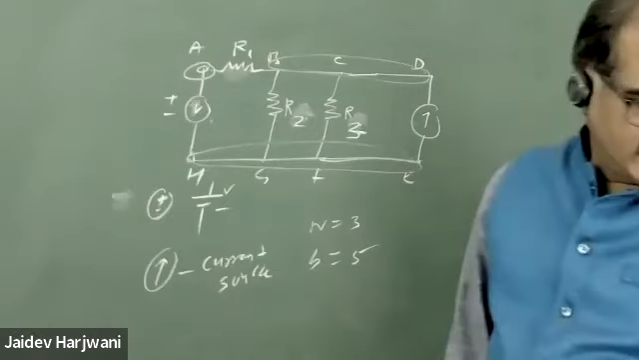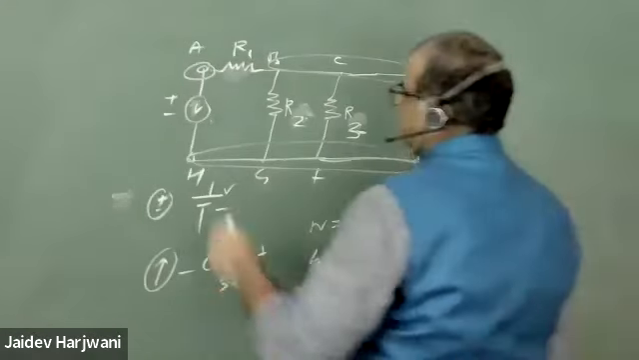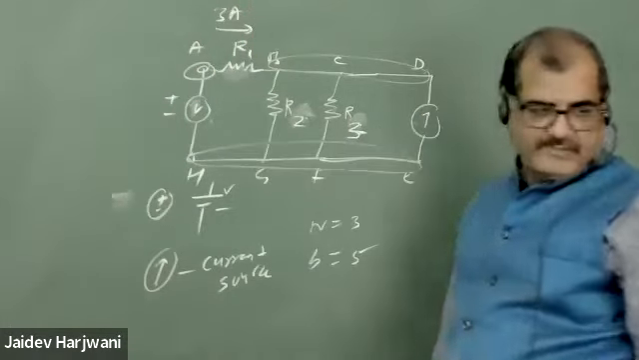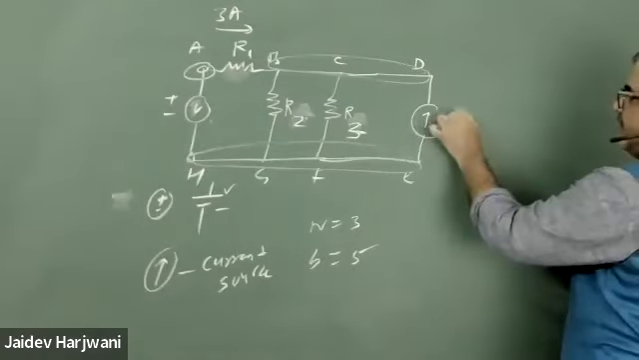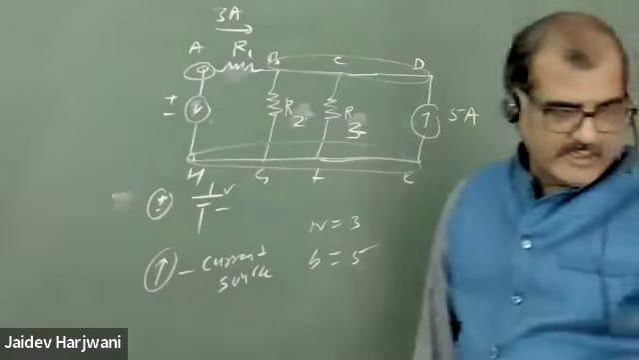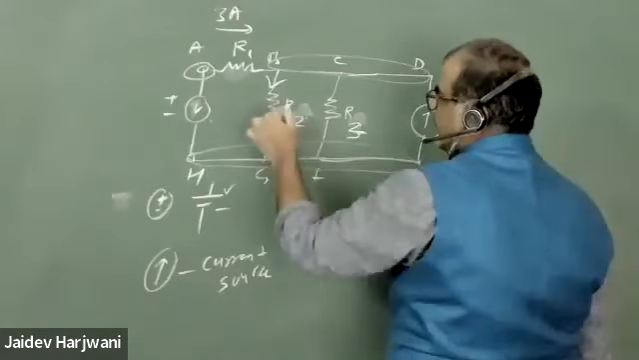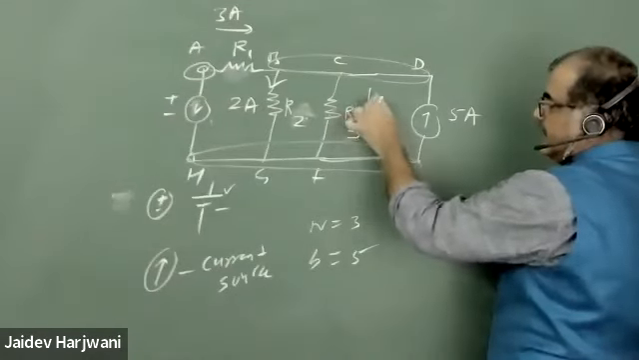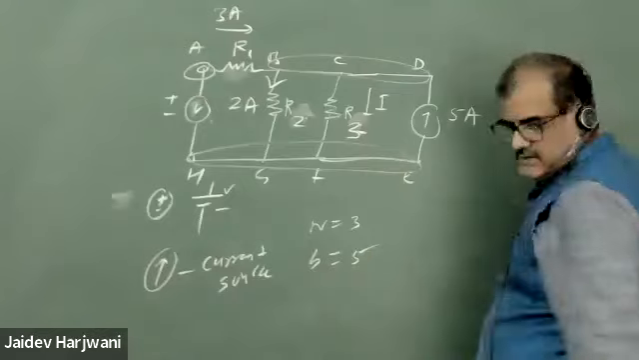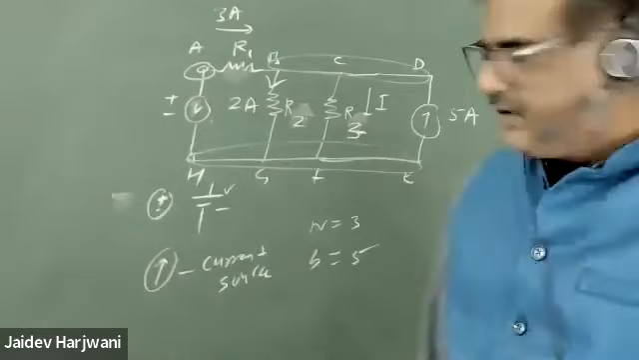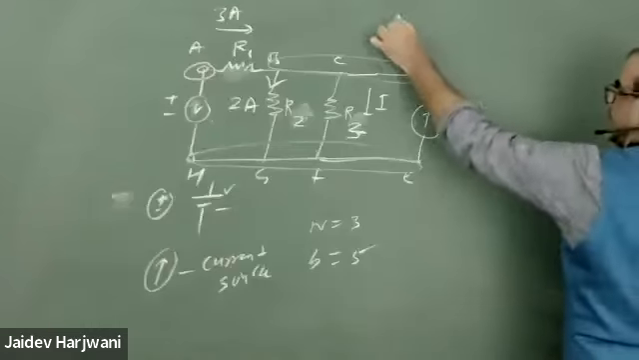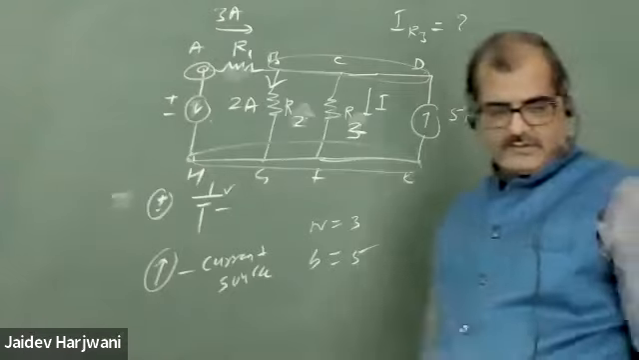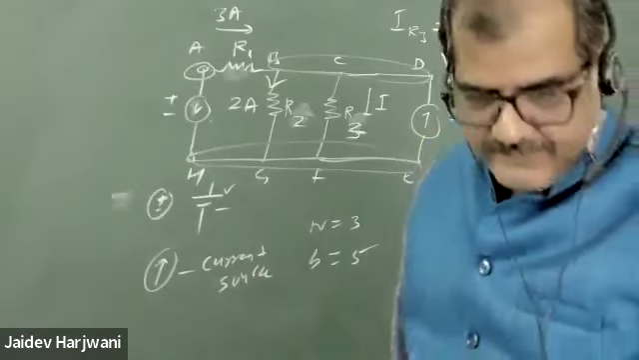Now what I'm doing, I'm saying that this source is giving me 3 ampere current, and this source is giving me 5 ampere current. And I know the current going in R2 is 2 ampere. So I need to find the current going in this R3 resistance. What is the current going in R3 resistance? I means IR3. Please find out I. This is a simple question.